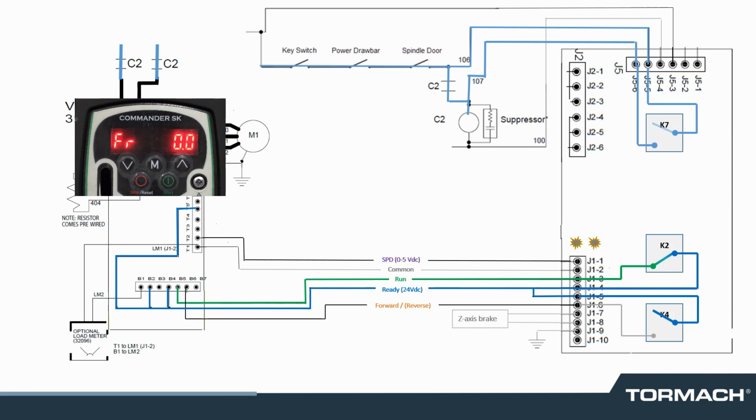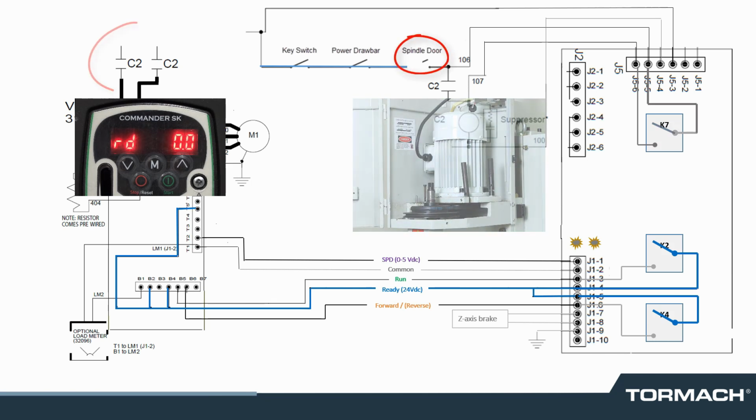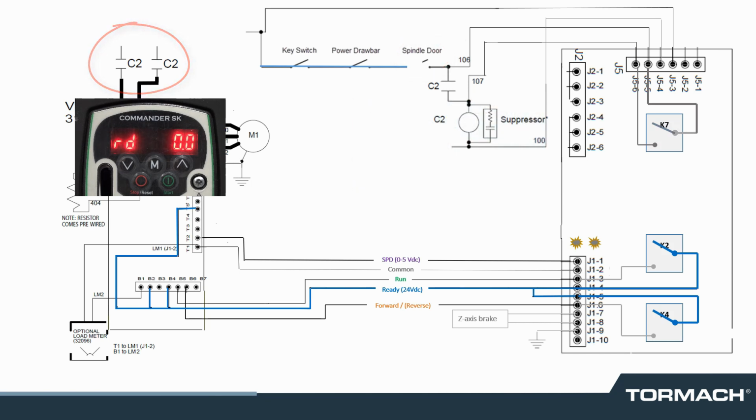Removing speed, the VFD indicates FR 0.0. Removing common is equivalent to removing speed. Removing run puts the VFD to ready. Opening the spindle door to change a tool unlatches the C2 contactor. The VFD display will show an undervoltage trip condition such as TRUV just before the capacitor within the VFD discharges.